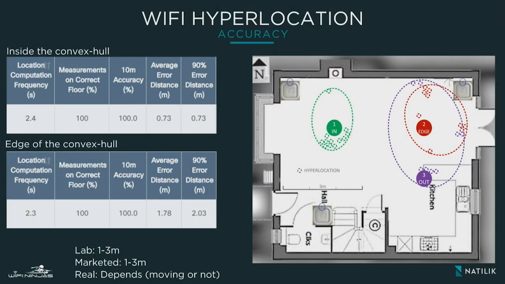So you can see that the circles around the test points are much smaller than with trilateration, and they're quite crazily small when you are inside the convex hull. We had 73 centimeters of accuracy with Cisco hyperlocation inside, which is absolutely mind-blowing. When you go to the edge, it goes down to around 2 meters, which is very well within the marketed accuracy of 1 to 3 meters. But in the real world, it really depends. These are the tests like, stop and go. When you start walking quickly around the premise, it will be slightly less accurate.